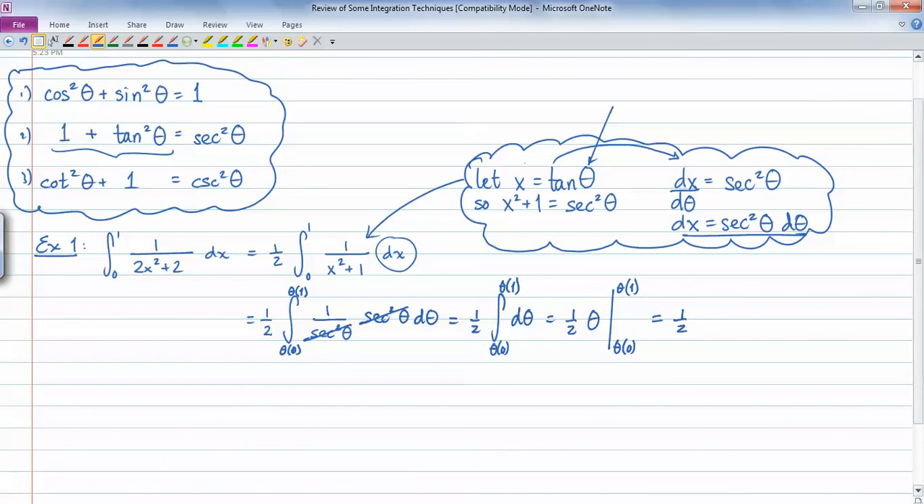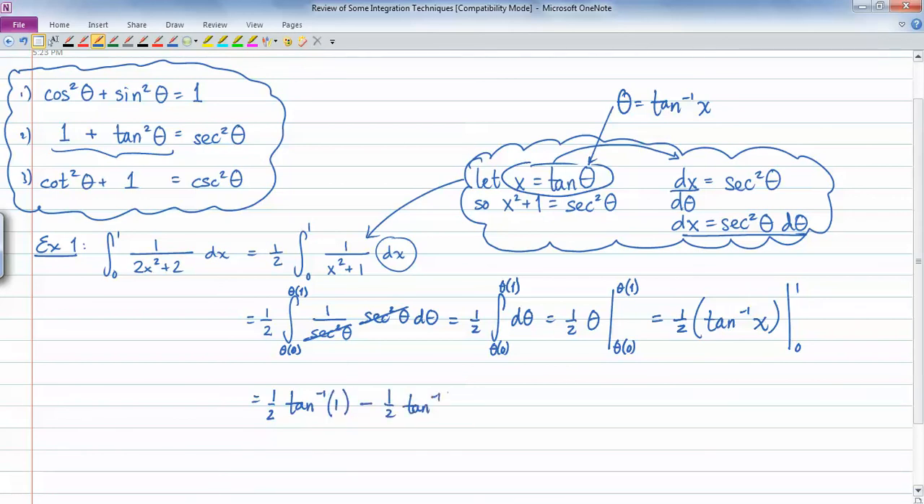I've got 1/2 theta. So we have to do another thing here. Theta is going to be tan inverse of x. So it's 1/2 tan inverse x. And now that I'm back in x's, I'm just going from 0 to 1. So it'll be 1/2 of tan inverse of 1 minus 1/2 of tan inverse of 0.